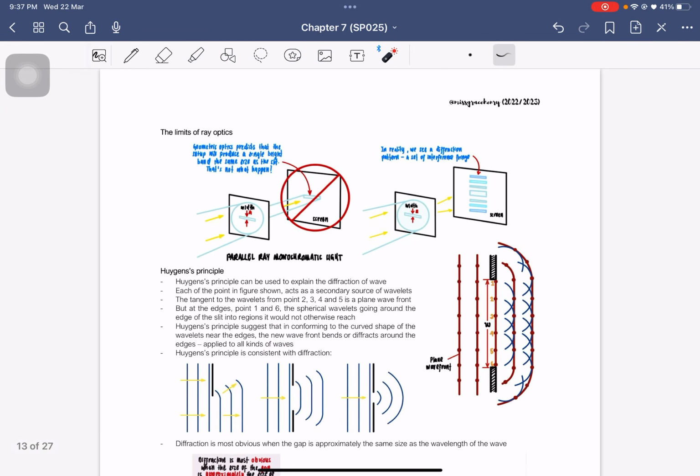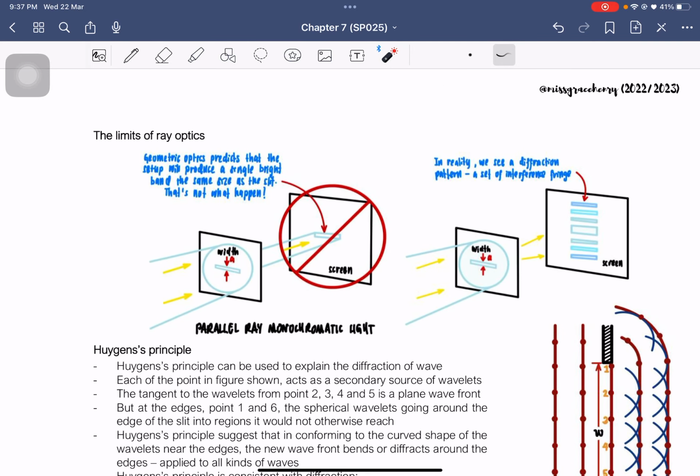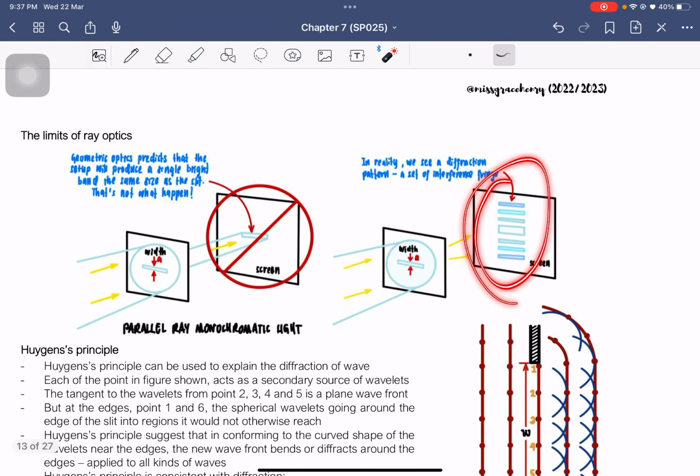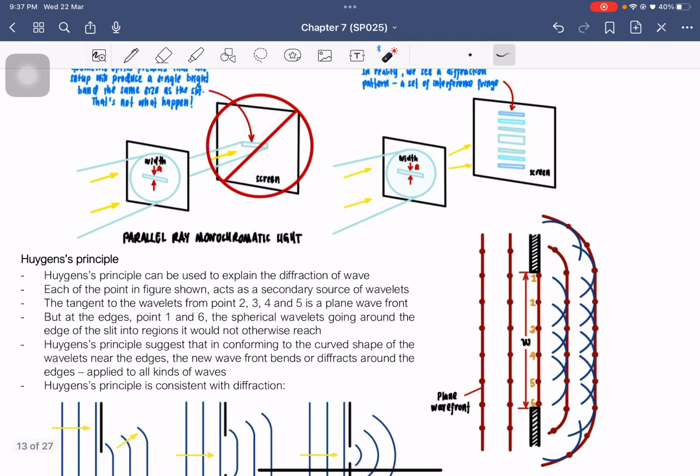Okay, so what are the limits of ray optics? Geometric optics predicts that this setup here will produce a single bright band that has the same size as the slit. But that is not what happens. In reality, we will see a diffraction pattern, which is a set of interference fringes. So this is what happens. Based on the Huygens principle, it can be used to explain the diffraction of waves.